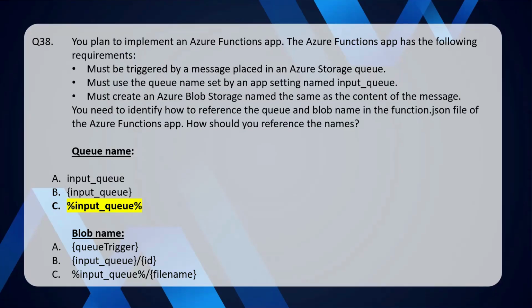Now, the second part of the question is talking about the blob name. And the three options are now on your screen. The message from the Azure storage queue trigger is automatically bound to a variable called queueTrigger. You can use queueTrigger within curly braces to dynamically name the blob based on the content of the queue message. All the remaining options are invalid syntax.